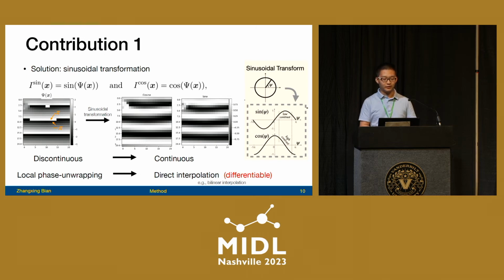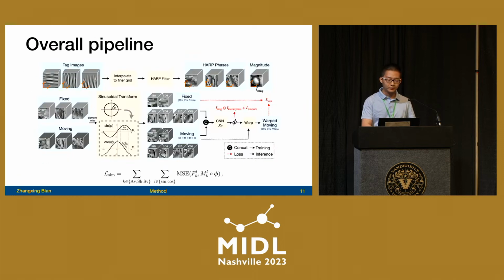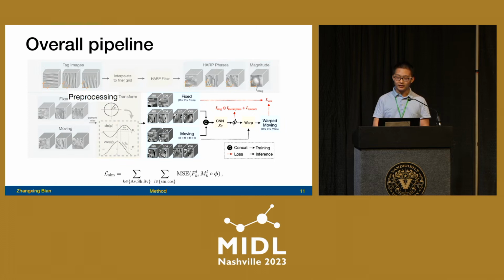Previously we needed to unwrap the phase to do interpolation, but now we can directly do the interpolation, for example, bilinear interpolation, and this becomes a differentiable module that is very important in training the registration network. So this is the overall pipeline. By now we have covered the preprocessing part.